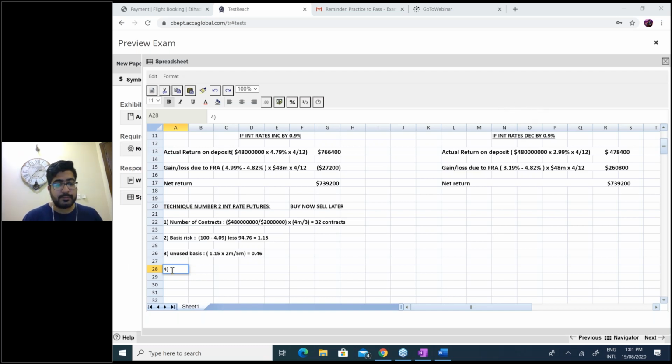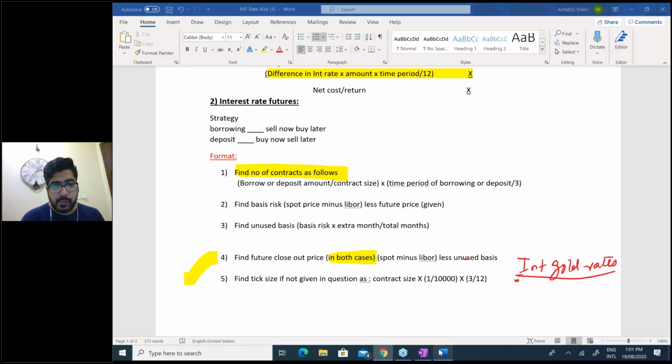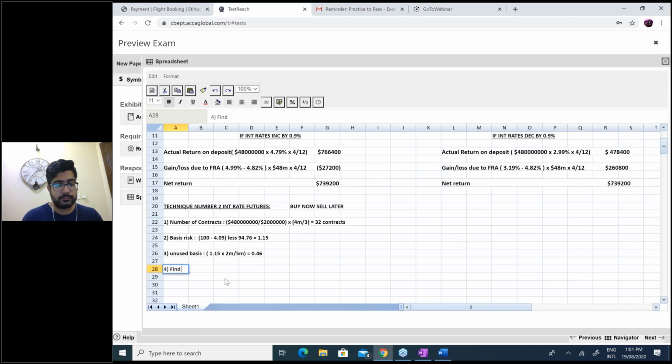So now step 4. Step 4 states, find future closeout price in both cases. Okay. You need to find future closeout price in both cases. What are the 2 cases? There are 2 cases in the question.